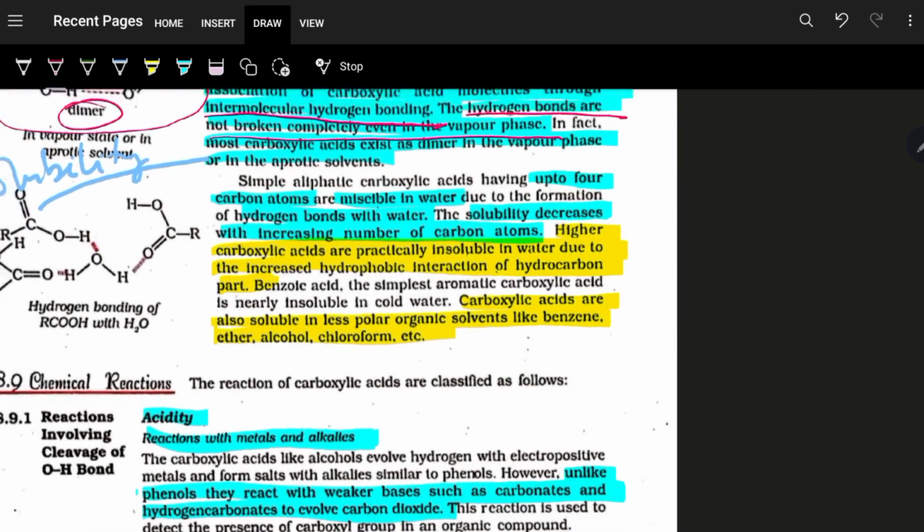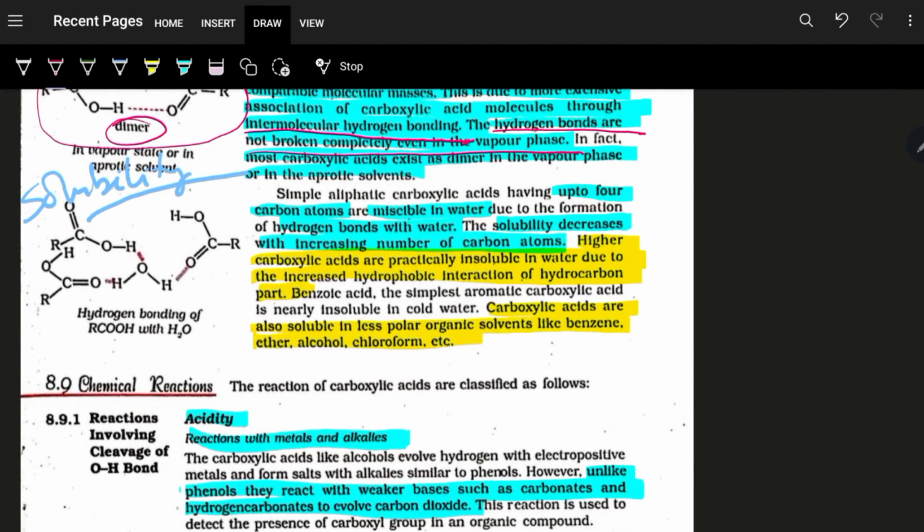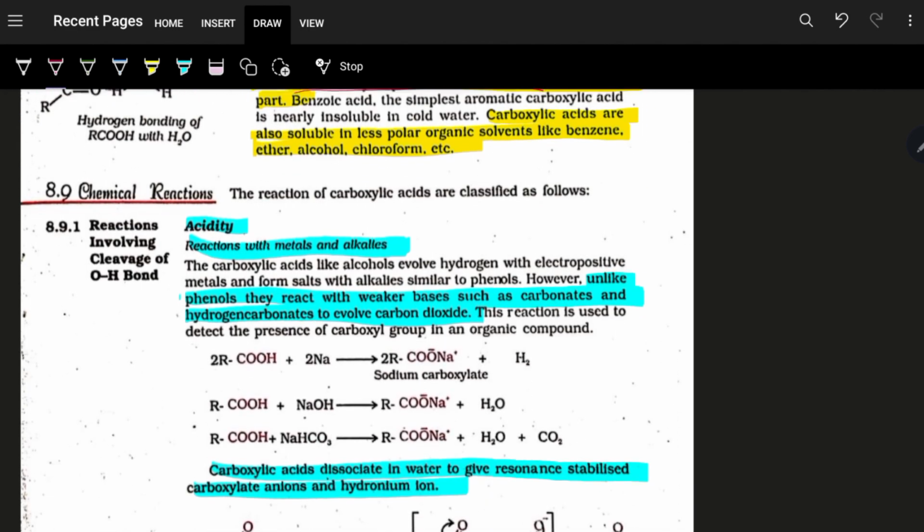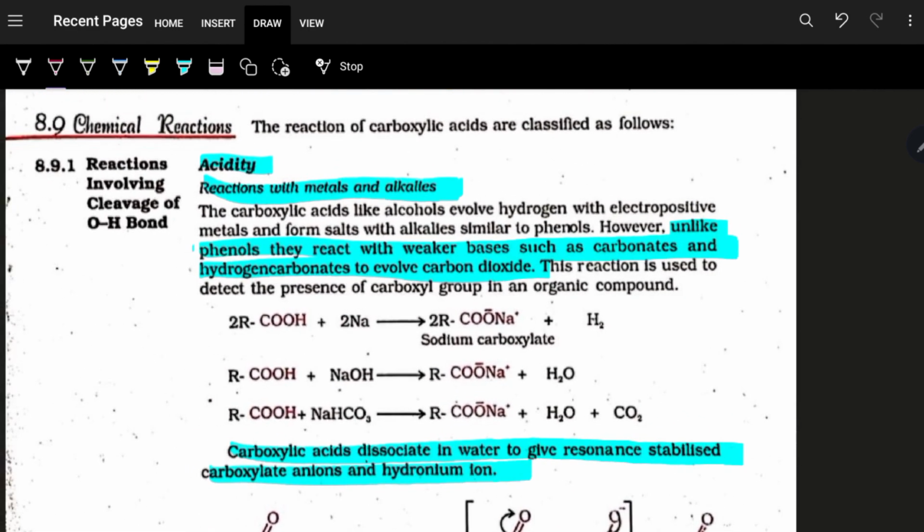Next, solubility. Lower carboxylic acids will be soluble on account of the formation of hydrogen bonding with water. However, if the number of carbon atoms goes on increasing, then the solubility decreases. Why? Because hydrophobic interaction goes on increasing in higher carboxylic acids.